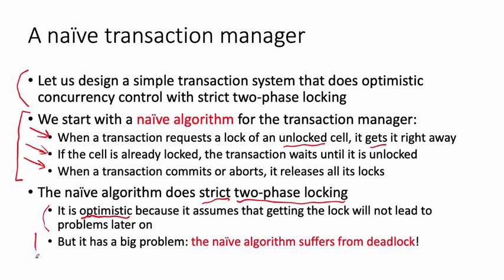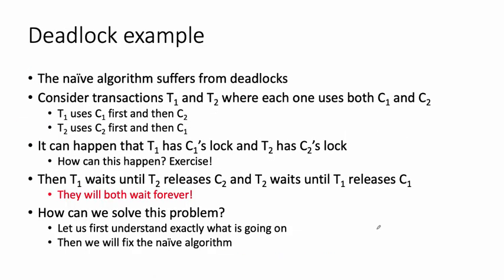But this algorithm has a big problem. It suffers from deadlock. There's another problem, and this is a new problem. We have not seen it yet. So this algorithm actually has a really specific problem called deadlock. And it's a new problem. I mean, we're doing nothing wrong here. We have optimistic, strict two-phase locking. It's fine. But still something will go wrong. And let me show you a scenario to show you how the deadlock problem appears.